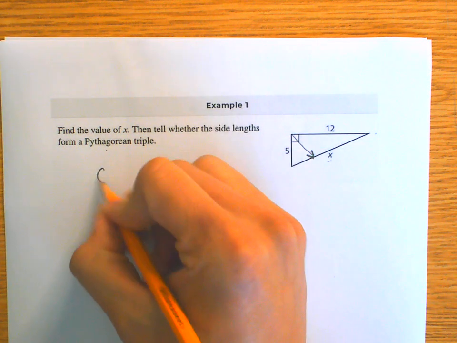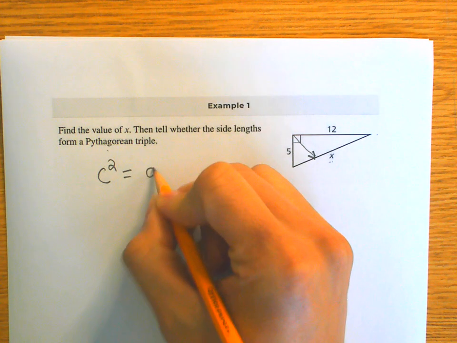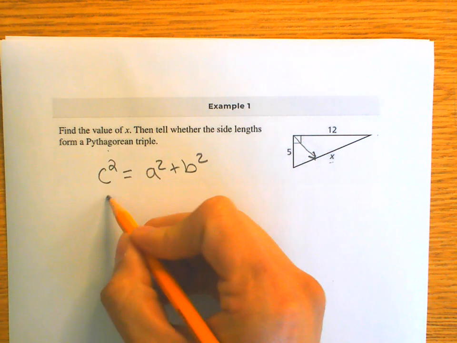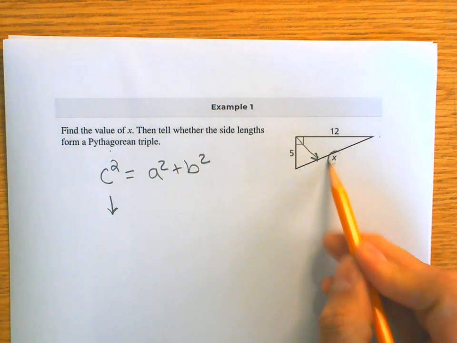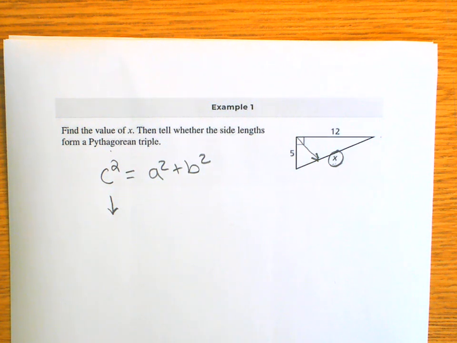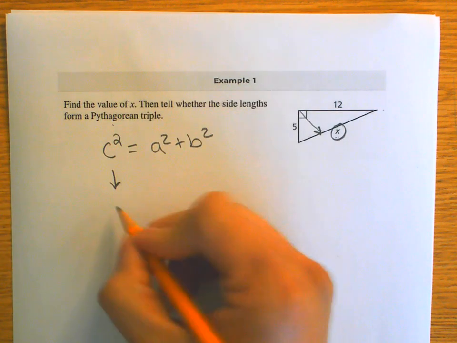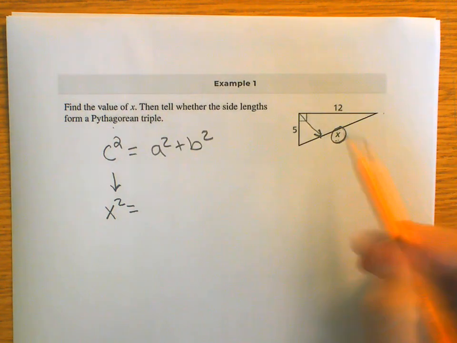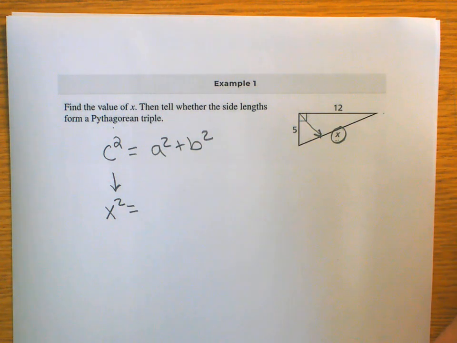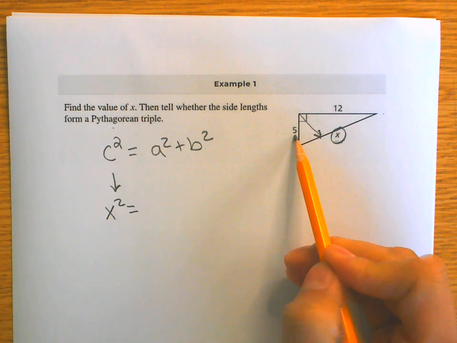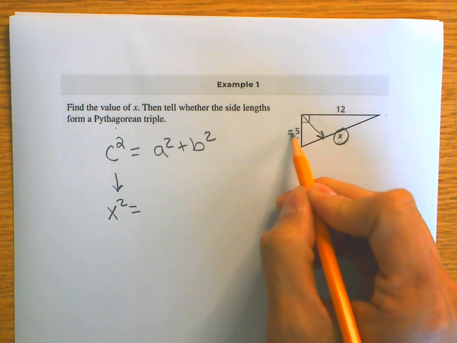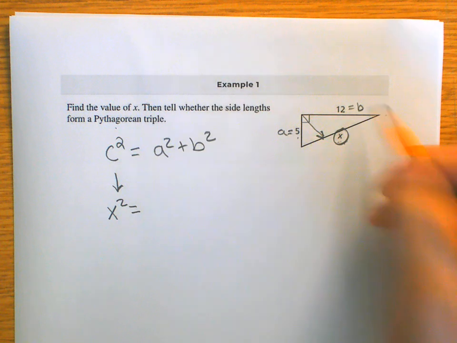So remember Pythagorean theorem. C squared equals A squared plus B squared. Now in this case, C is going to be x because that is the hypotenuse. So that's going to give me x squared equals, now here I have the choice of either having this one A or this one A. It doesn't really matter. The one that matters is the hypotenuse. Now if you want to pick the smallest one to be A, go ahead. You can do that. You don't have to, but you can. So A is going to be 5. We're going to make that one A. We're going to make this one B.